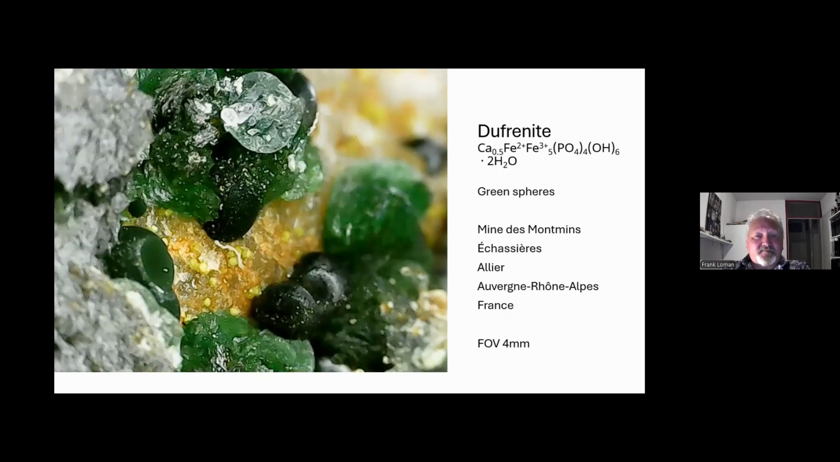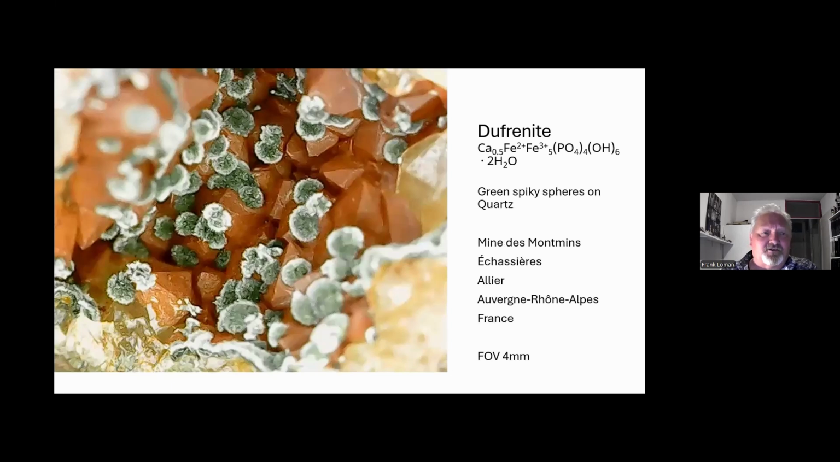Dufranite. Dufranite is a calcium iron phosphate. It forms green spheres, and these come from the Micromount mine in France. You have dark green ones and lighter green ones. Here they are all the same color, the dufranite crystals of spheres actually, and they are spiky, and they are situated on iron oxide stained quartz, also from Micromount in France.